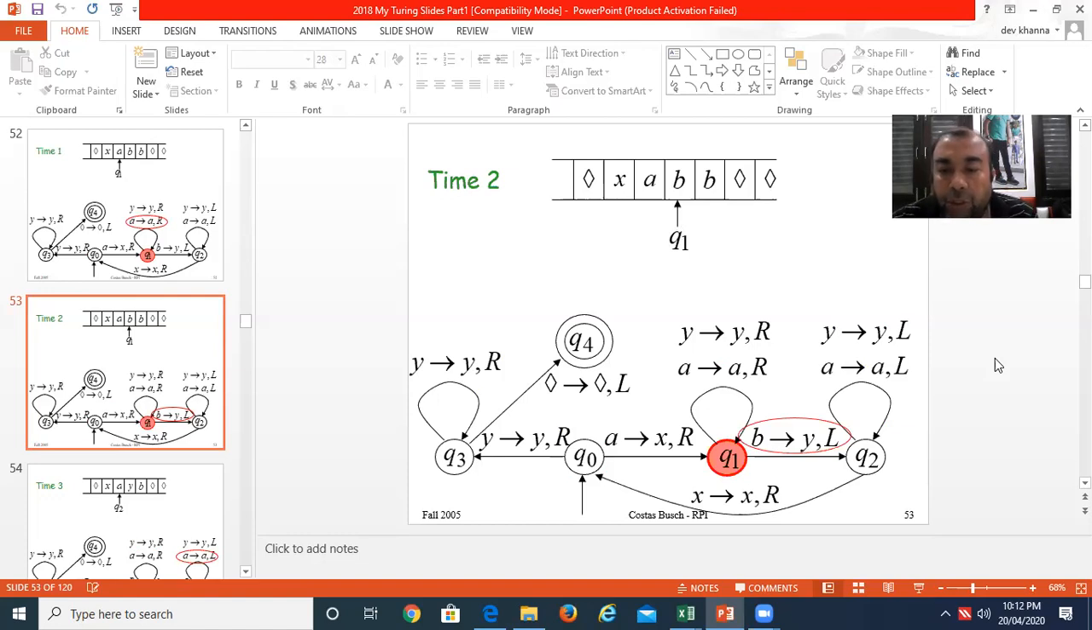So what you do: convert B into Y and take a left turn. You are in state Q2, red color and circle. Please focus on this. What will happen? You start meeting A's, and you will also start meeting Y's. First Y, then A, then X. Take the example of 4 A's and 4 B's on your copy and then you will find this out.